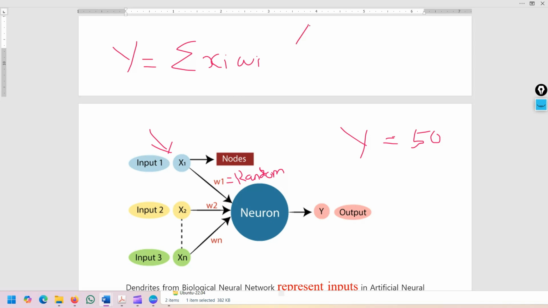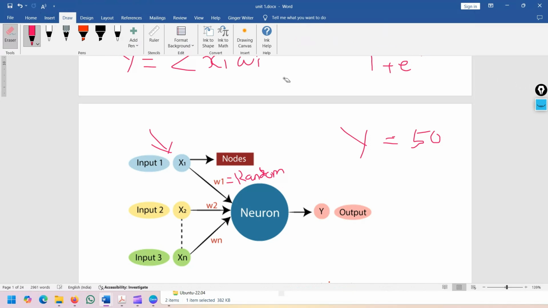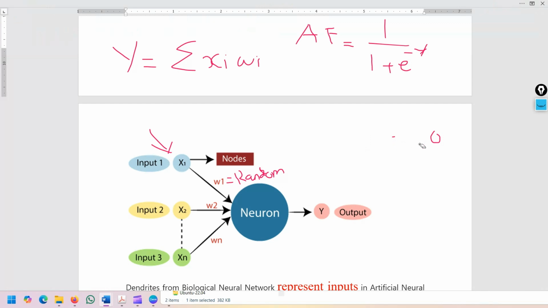For that, after the summation calculation, I have to apply an activation function. For the activation function, we mention the sigmoid activation function. The formula is 1 by 1 plus e to the power of minus y. What result comes from here? We have e to the power of minus 5, and we can write that particular e to the power of minus 5 in this form.